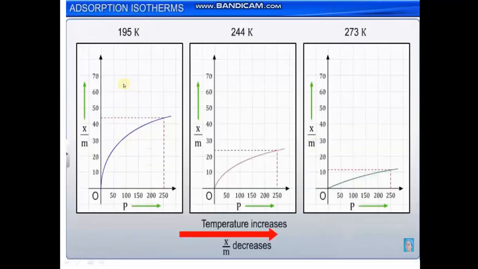Now, here are three different curves, and these curves indicate that at a fixed pressure, you can see here the fixed pressure 250, there is decrease in physical adsorption with increase in temperature. Look at the temperature 273 Kelvin, the lowest temperature is there, but there is decrease in adsorption. It is just 10, this reading. Got it? These curves always seem to approach saturation at high pressure.